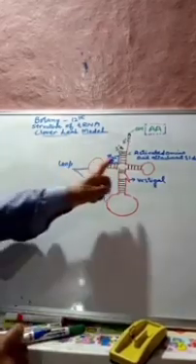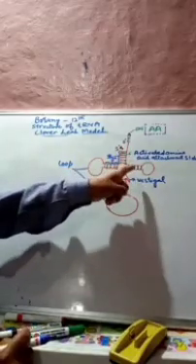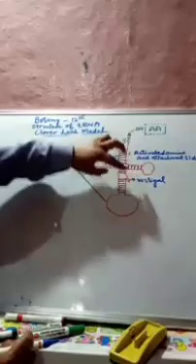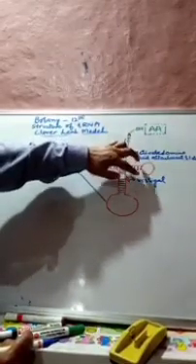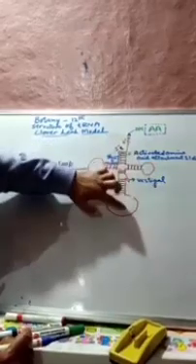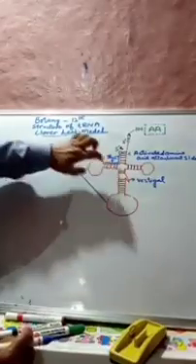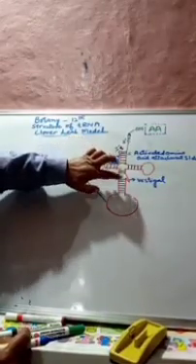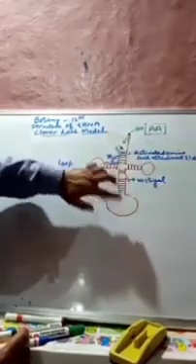Now there are bases present in these arms, and these bases are the place where hydrogen bonding takes place. Whereas in this loop and this loop, no hydrogen bonding takes place. In the arms, hydrogen bonding takes place; in the loops, no hydrogen bonding takes place. Now this arm, what do we call it? This is the second arm.